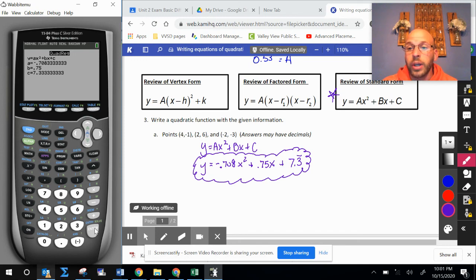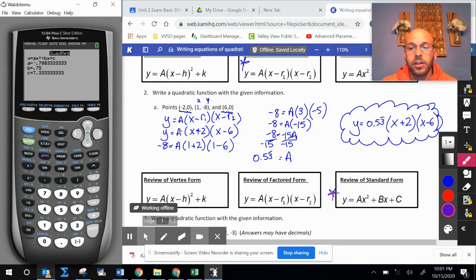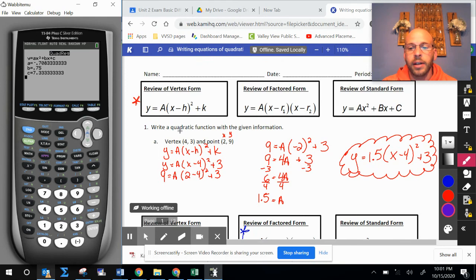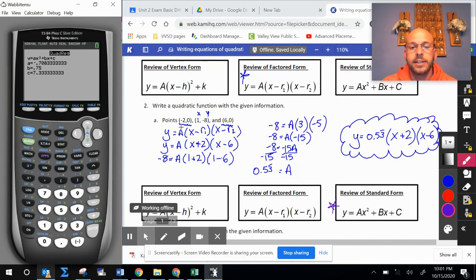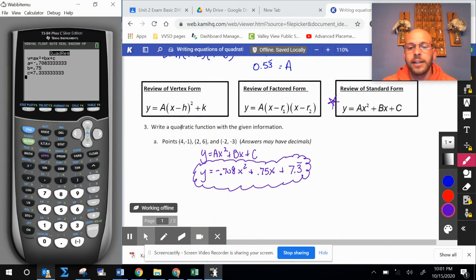Okay? Feel free to rewind this video, take a look at any of the problems. So again, an example for vertex form, an example for factored form, and an example for standard form. I hope this helped, and good luck on your QPC for today.